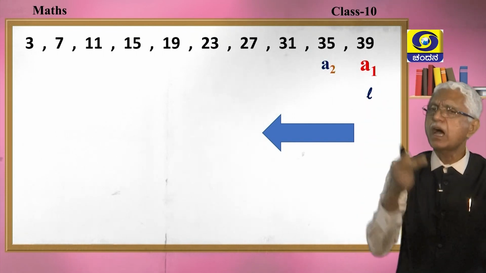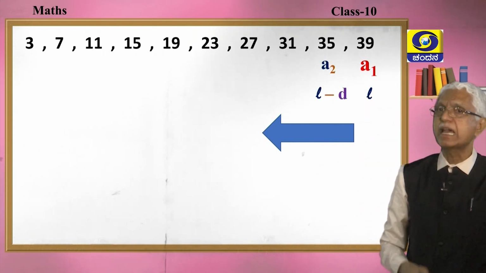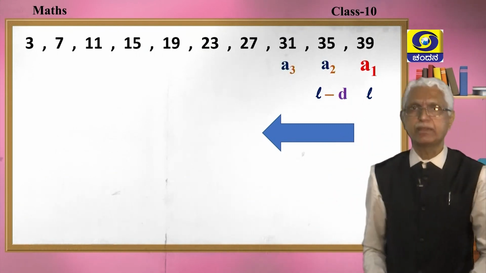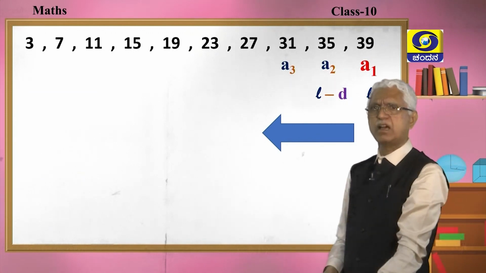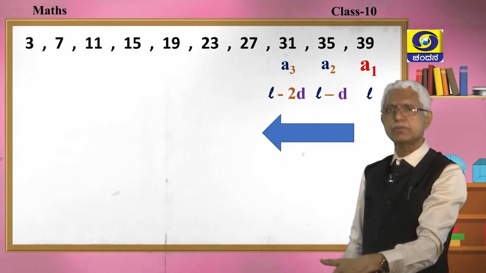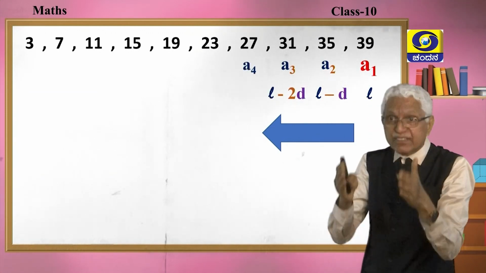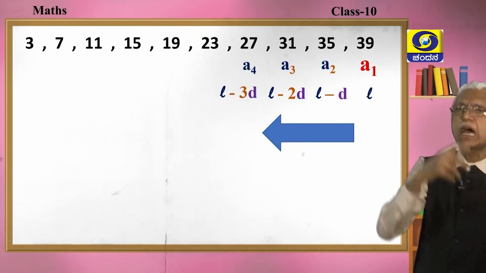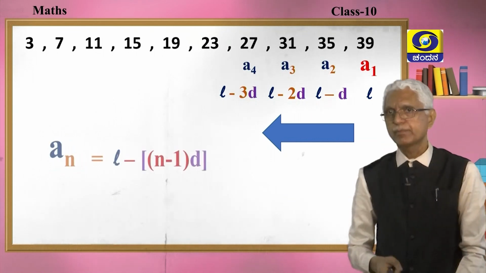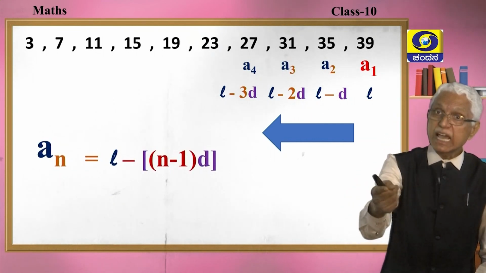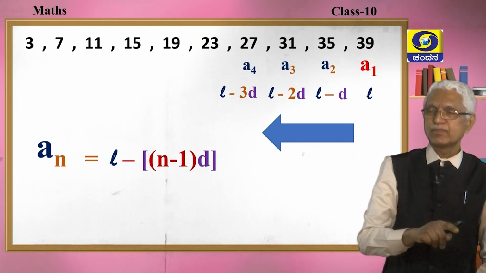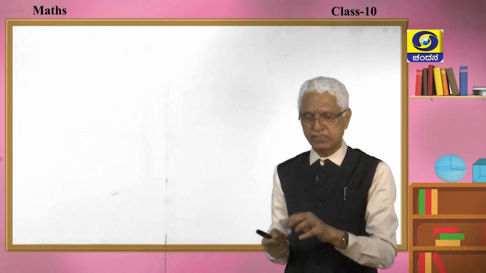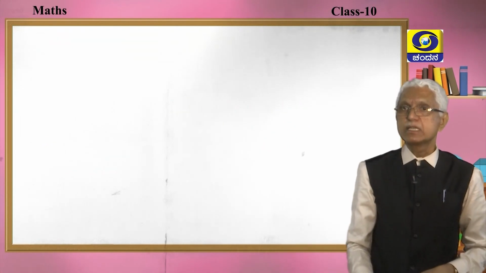You call the last term, that is 39, as L. In this given AP, it is a finite AP. 3 is the first term, 39 is the last term. I know the first term, I know the last term. Hence, I know definitely how many terms are there. It is a finite AP. So, you call the last term as L. Beautiful. Previous term, L minus D. If you want the next term, add plus D, add the difference. If you want the preceding term, subtract the difference.